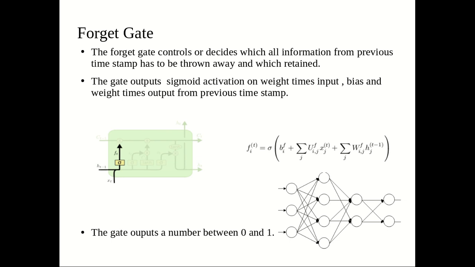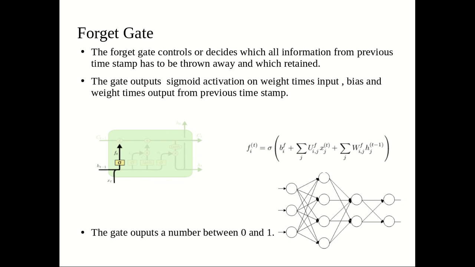The forget gate. The forget gate is the gate that decides which information from the previous timestamp has to be thrown away and which retained. So it basically limits the amount of information that should flow from the cell state in the previous time step to the cell state in the current time step. Every gate outputs a value between 0 and 1. This means that if the value is 0, then for the forget gate, the cell state information from the previous time step can be completely discarded, and if the value is 1, then the cell state information is completely retained, and any value between 0 and 1 means that the information is partially retained.